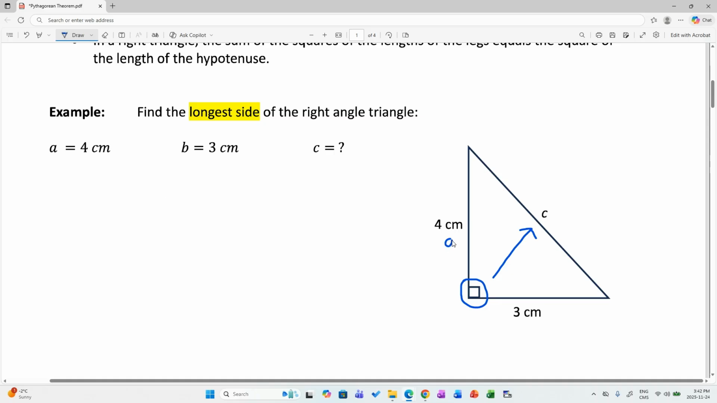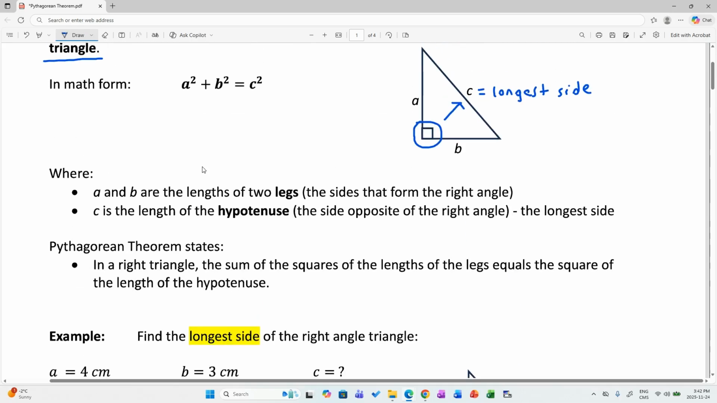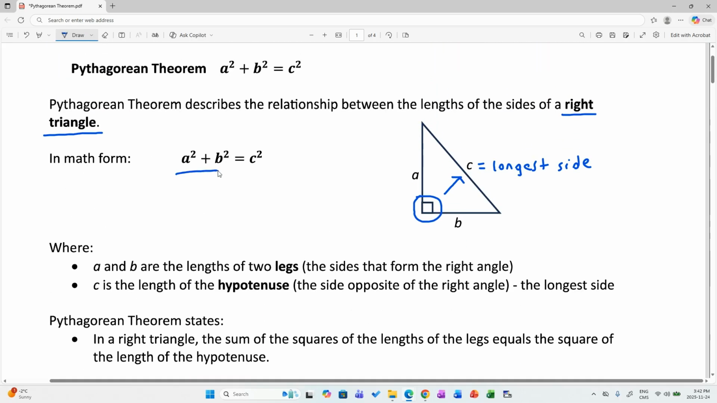In this case, I'm going to call this side A, which is 4 centimeters. And I'm going to call this other side here B, which represents 3 centimeters. Now I'm looking for C. To start with Pythagorean theorem, we're going to want to use this formula here, which is A squared plus B squared equals C squared. And again, this formula only works for a right angle triangle.